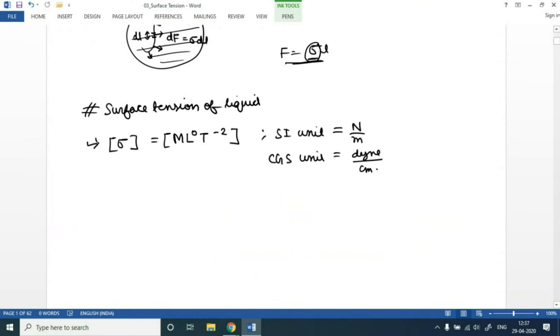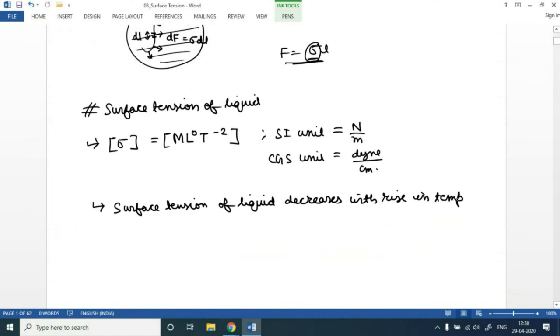And another thing: when the temperature of the liquid changes, obviously the surface tension of the liquid will also change. So let's look at that dependency. You must realize that surface tension of a liquid decreases with a rise in temperature. Surface tension of a liquid is related by this relationship, according to Ferguson: sigma is equal to sigma naught into (1 minus theta divided by theta c) to the power n.